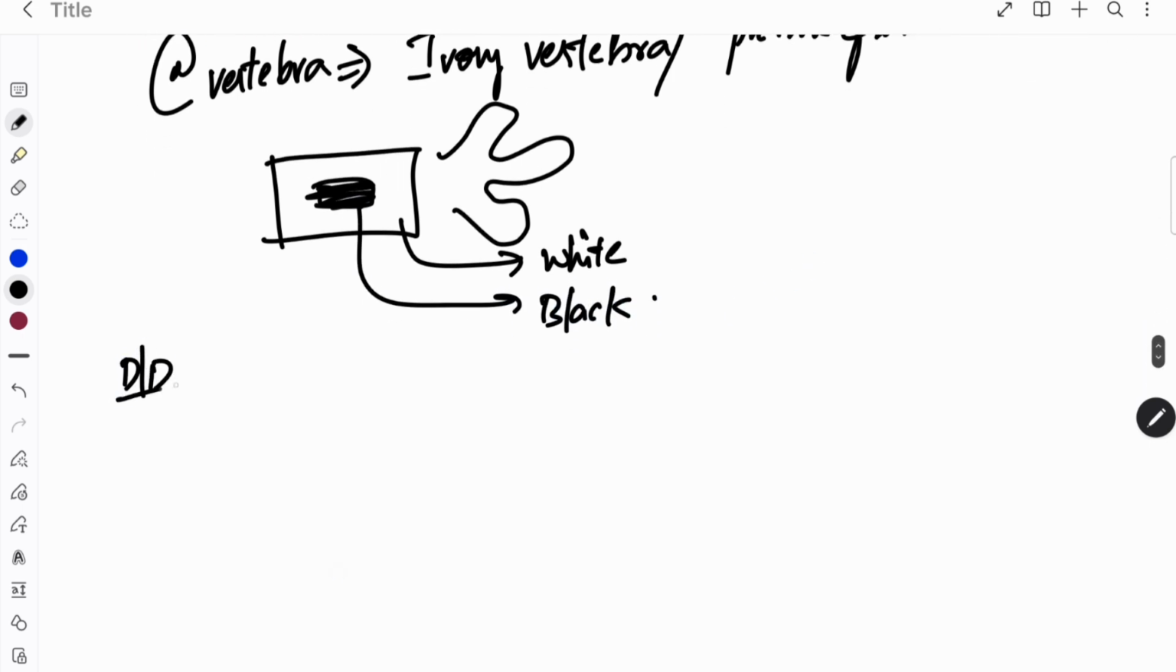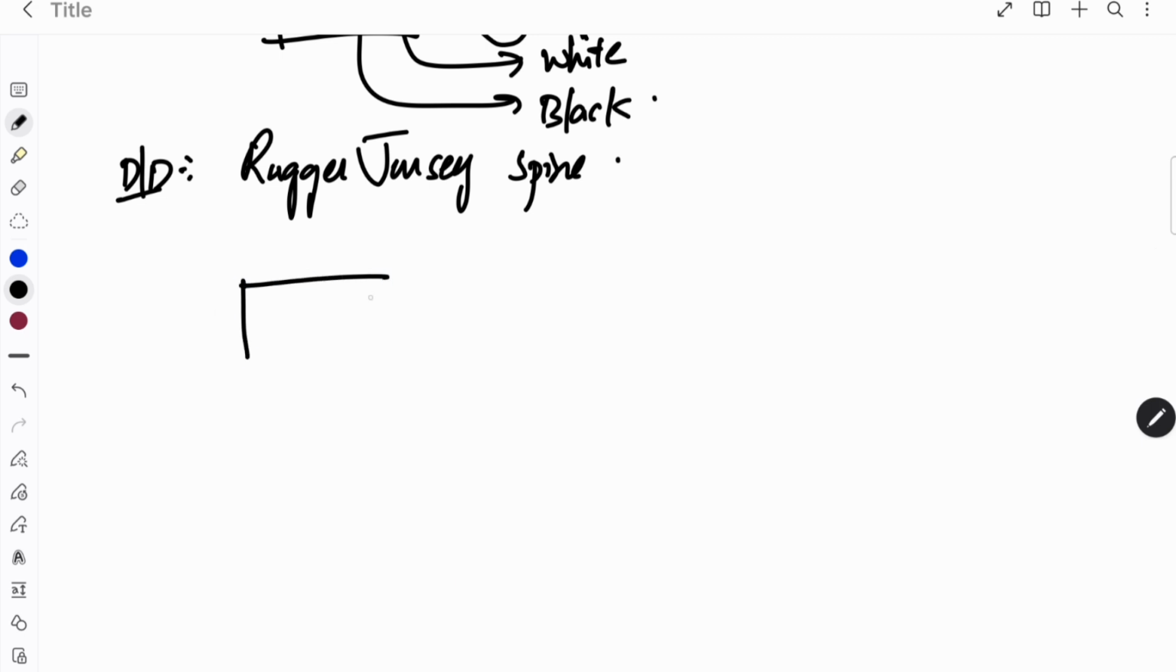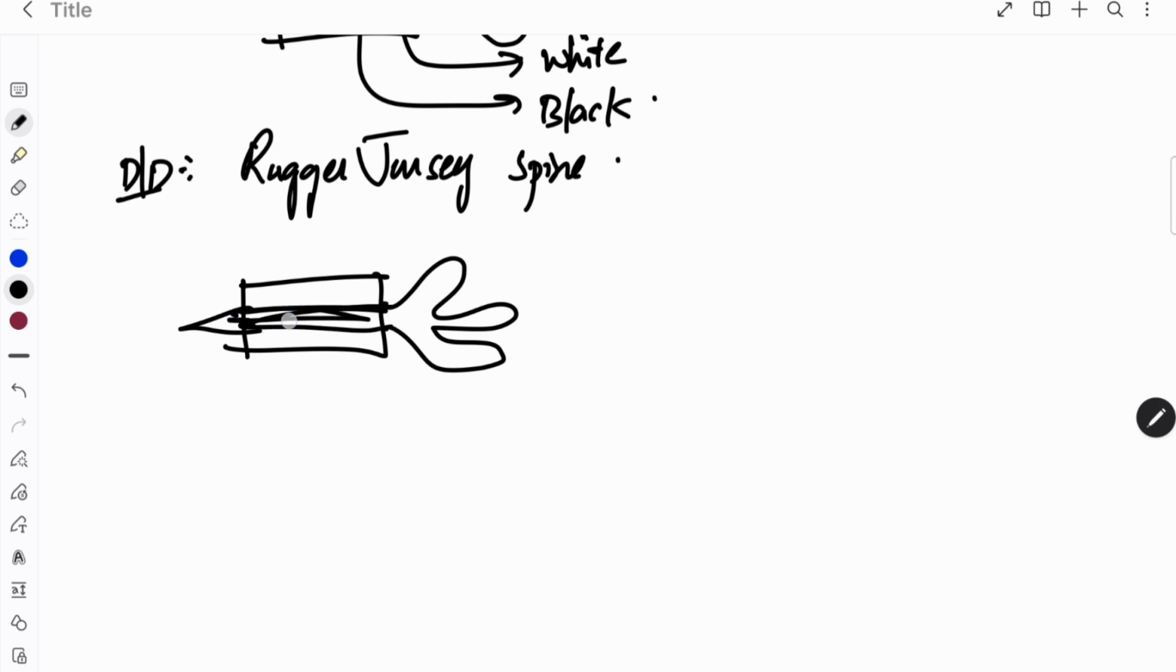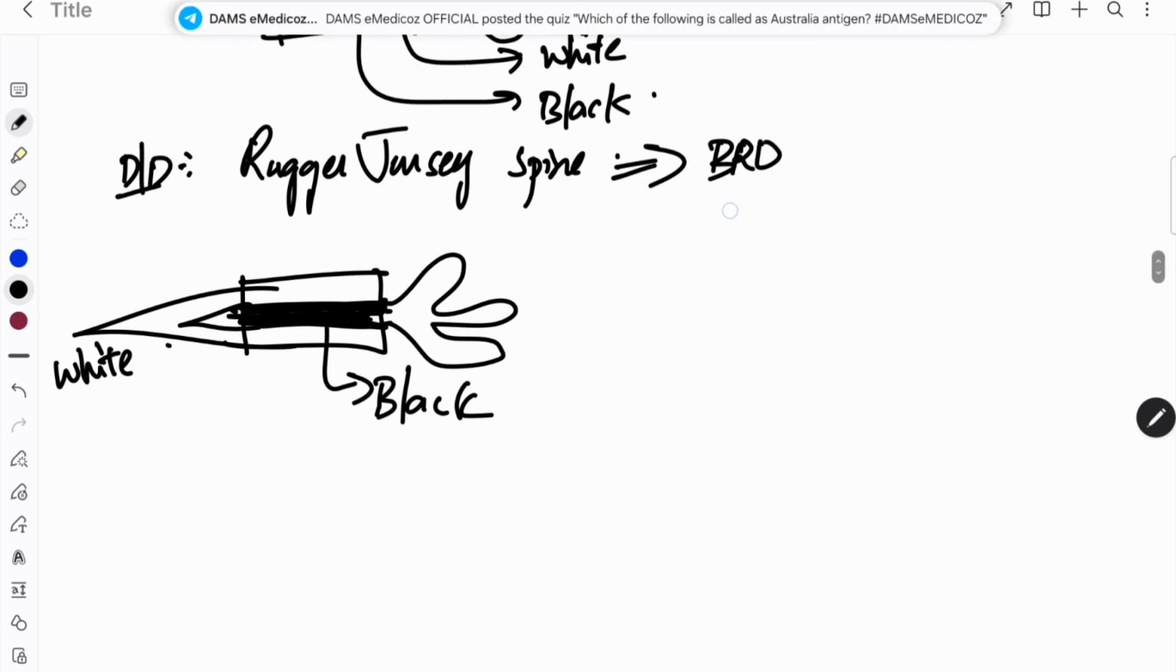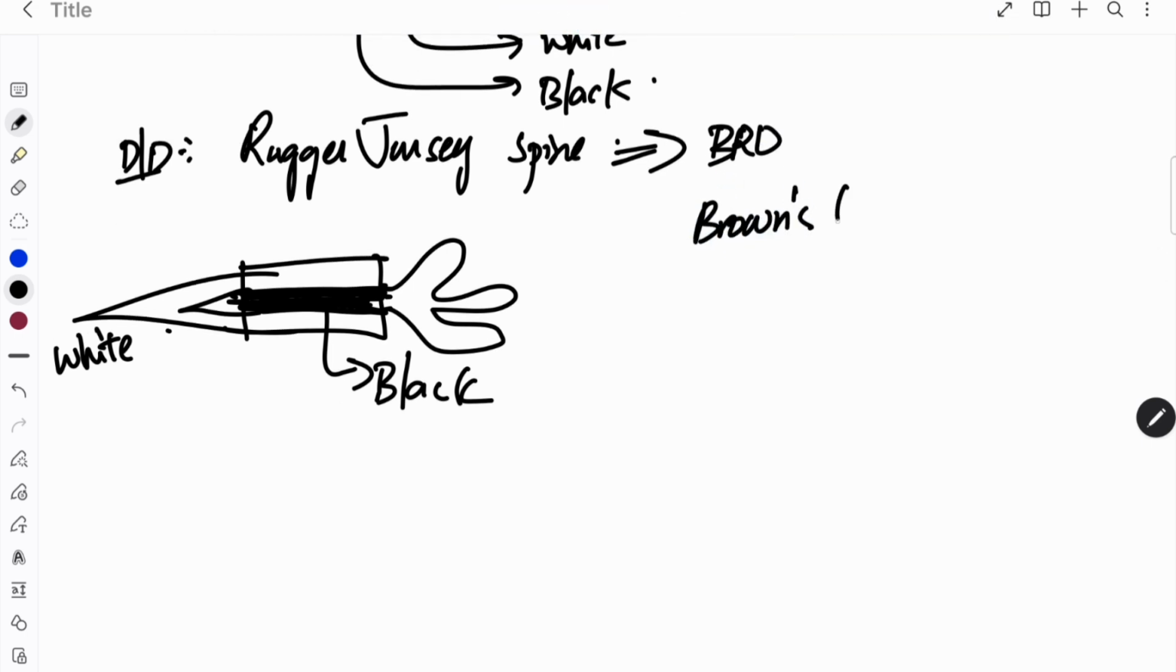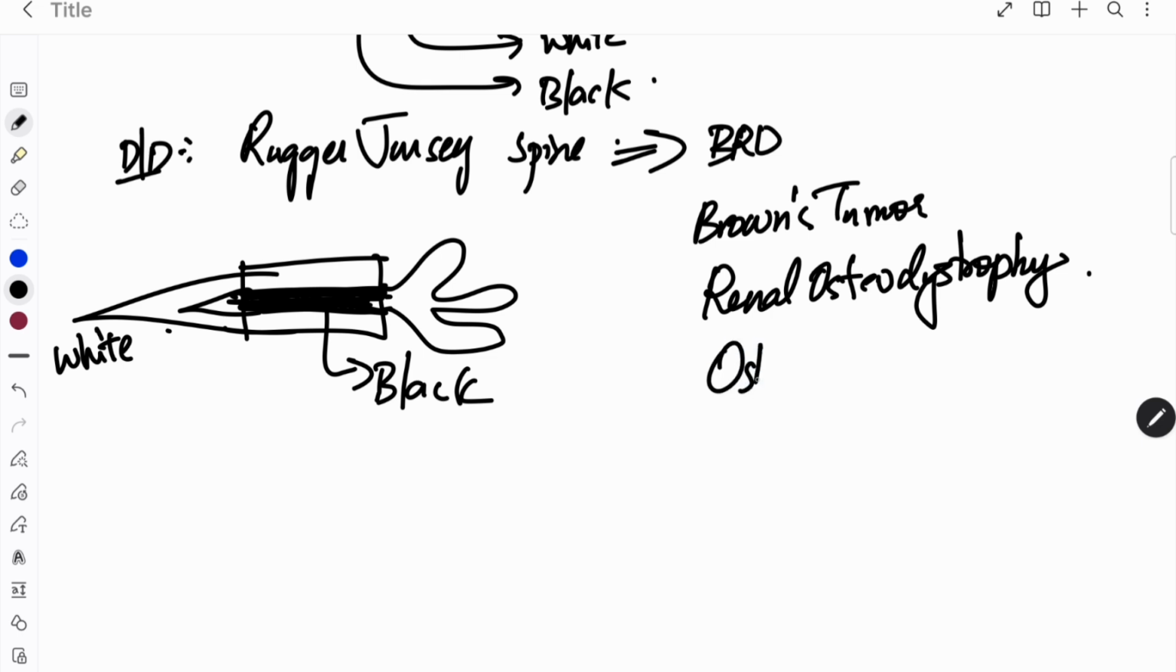So the differential diagnosis of the ivory vertebra is the rugger jersey spine. So rugger jersey spine, you see this is the spine. The central area will be black, and the adjacent areas are white in color. Where we see this rugger jersey spine, the mnemonic is a group: brown tumor, renal osteodystrophy, and osteopetrosis.